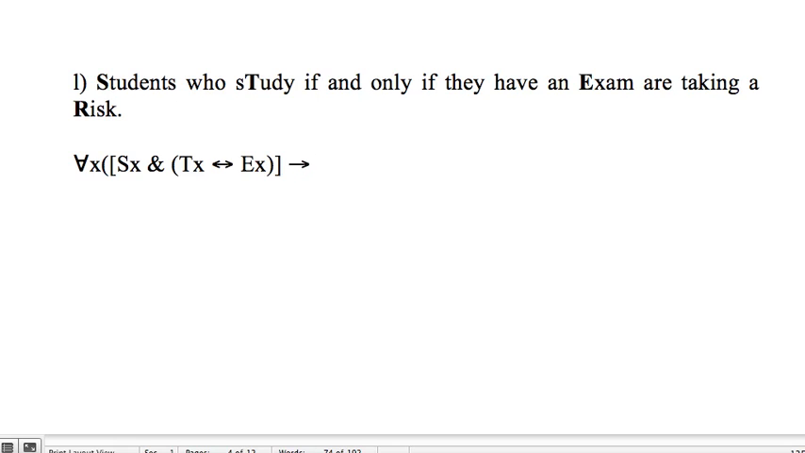Now we use the arrow because we're saying something about every member of this class, every member if any. And what it's saying is that if you're in this class, you are at risk. If you're a student who studies if and only if you have an exam, you're at risk. It couldn't be an and, because in that case we'd be saying everything is a student who studies if and only if it has an exam and is also at risk. The and would be wrong.